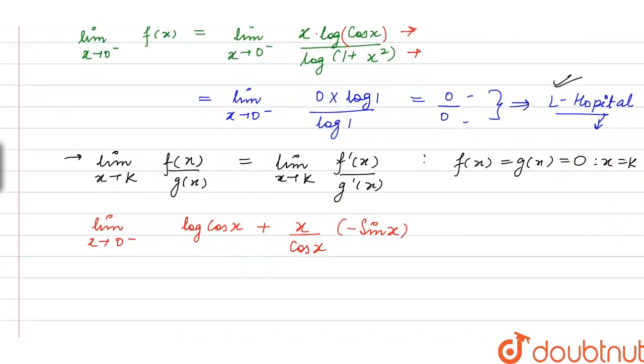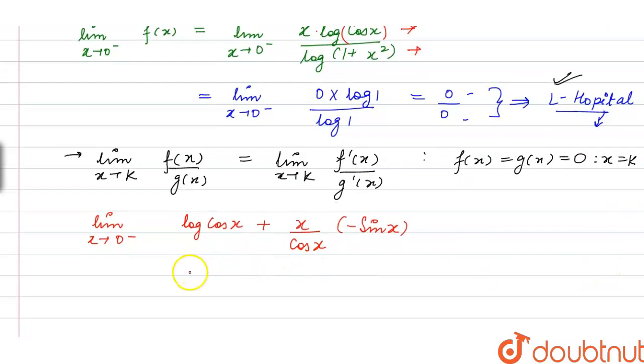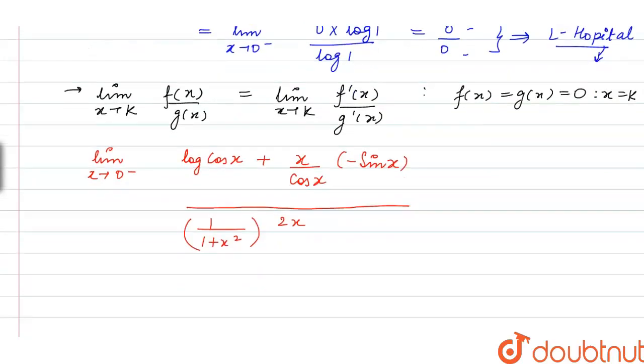So now we have differentiated the numerator part. Now we have to differentiate the denominator part. So differentiation of log of 1 plus x square would be 1 upon 1 plus x square, and then differentiating 1 plus x square gives us 2x, right? So this becomes the differentiation of this one, and now we need to substitute the value of x as 0. So this becomes limit x tending to 0 minus, and this is log cos 0.